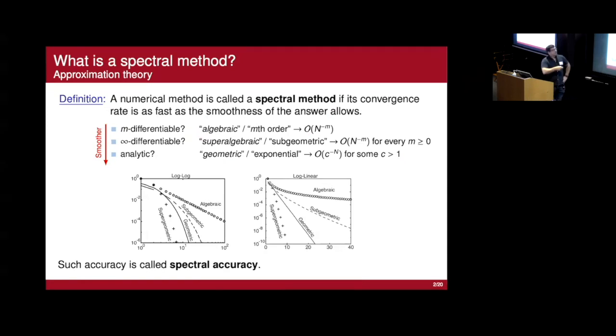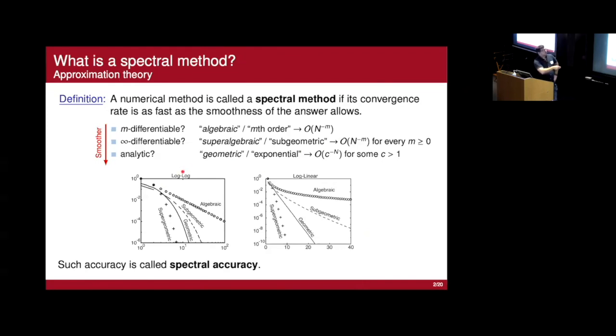And if my solution is not only infinitely differentiable, but is in fact an analytic function, then I get geometric or exponential convergence. And now you can see the number of things I'm using to represent my solution, capital N here, is now in the exponent. So it's c to the minus n. And so now as I increase n, that increase is felt in the exponent of c. So you get this exponential convergence for some c that's greater than 1.